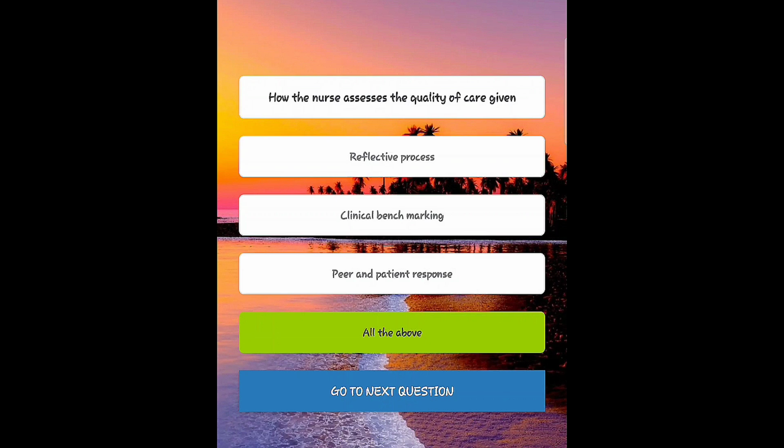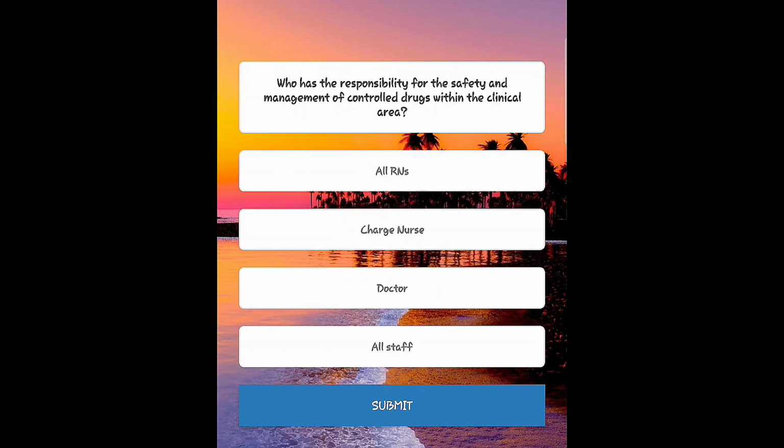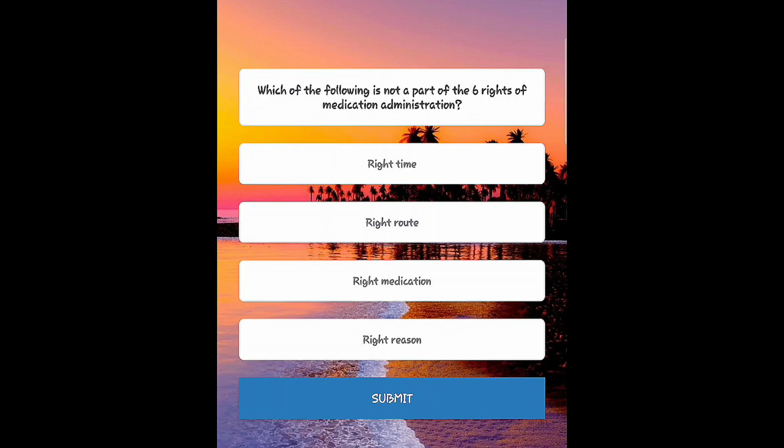Yep. Who has the responsibility for the safety and management of controlled drugs within the clinical area? Registered nurses? Charge nurse. Okay. Which of the following is not a part of the 6 rights of medication? That's the right route, the right dosage, right medication, right time, right reason, I think. Yes. Which of this medication is not to be administered with digoxin? Is this digoxin or digoxin? Because I think I've been pronouncing it wrongly. Anyway, the answer should be corticosteroids or diuretics.